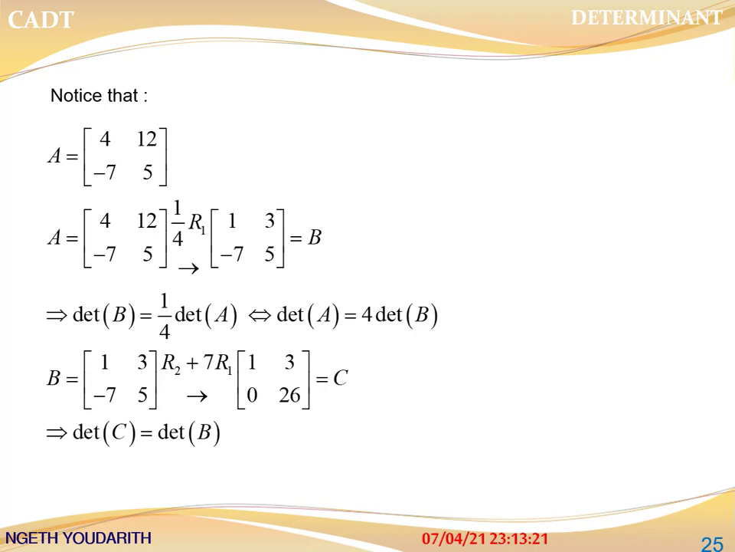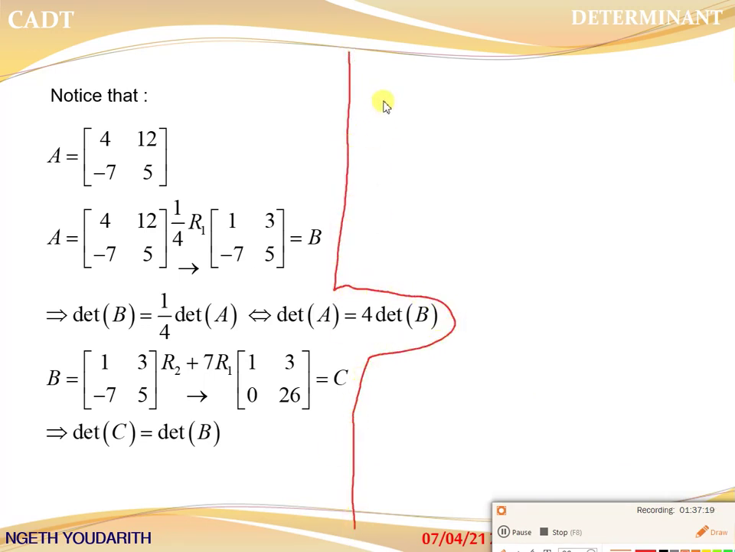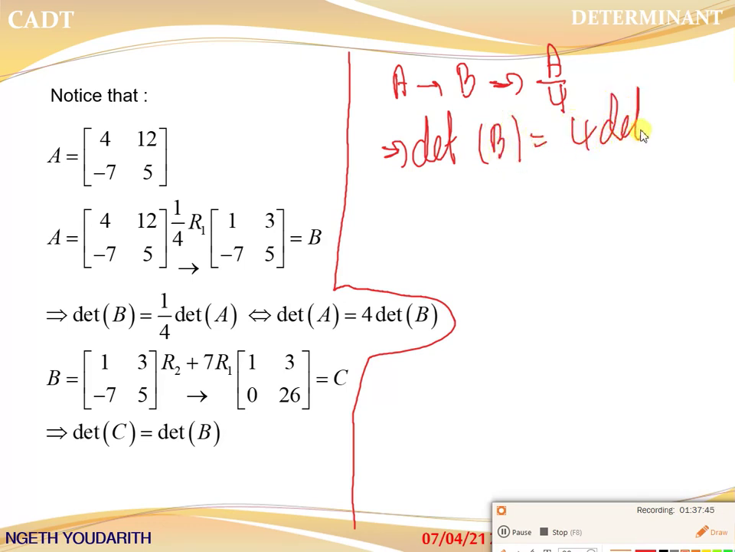Notice that if A goes to B, and B is obtained from A over 4, so we get the determinant of B is equal to 4 determinant of A. In this case, B is 1 over 4 of A.